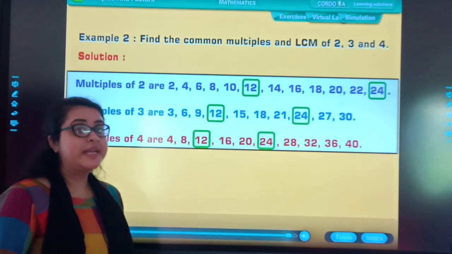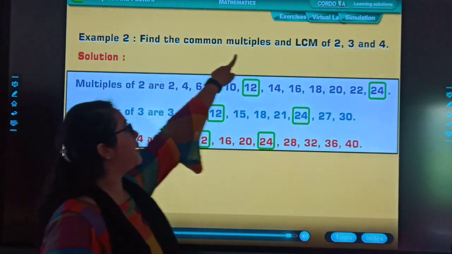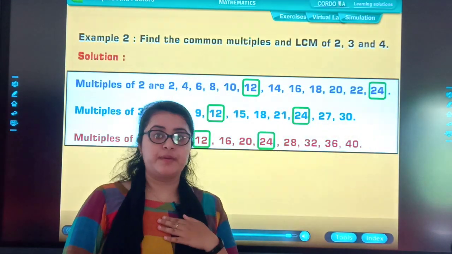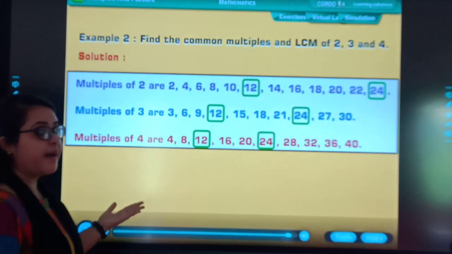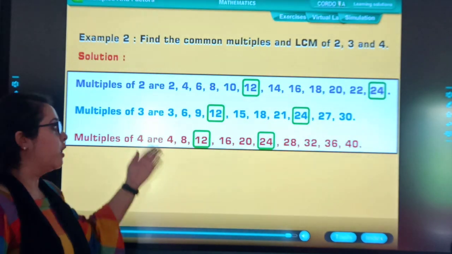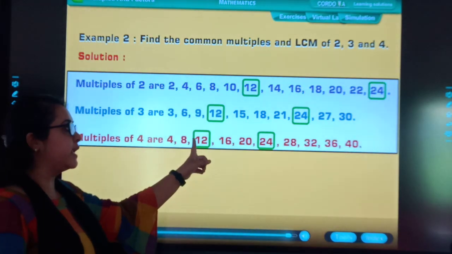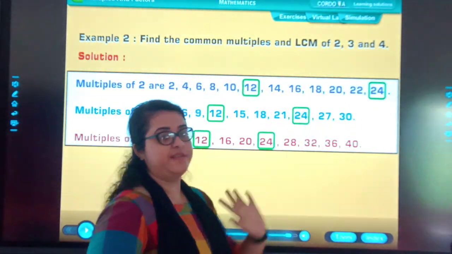Students, what did we do in this sum? Find the common multiples and LCM of 2, 3 and 4. I was told to find the common multiples of 2, 3 and 4. So what did ma'am do? Ma'am first wrote the multiples of 2, the multiples of 3 and the multiples of 4. Ma'am wrote their tables. Then ma'am found the common ones. 12, 12, 12. 24, 24, 24.